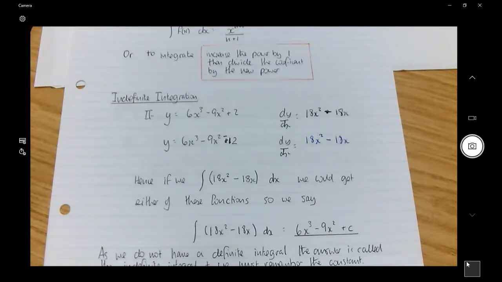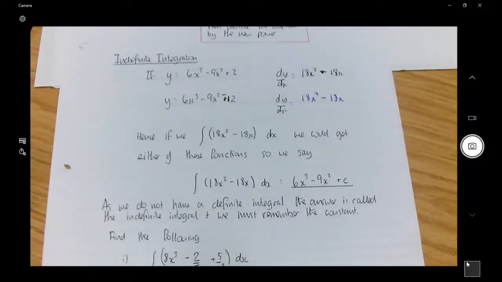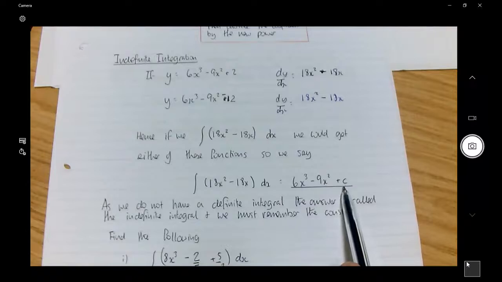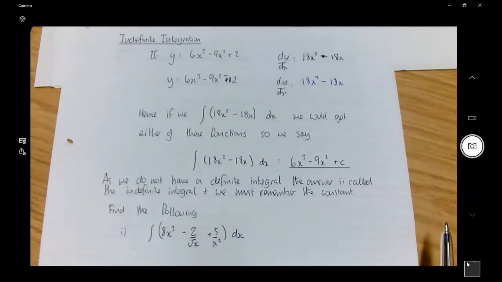So it's called the indefinite integral. If you're simply asked to integrate a function, you work out the algebraic terms and then add a number. And it's called the indefinite integral because we don't know for definite what it is. Right? Always remember the constant when you integrate.